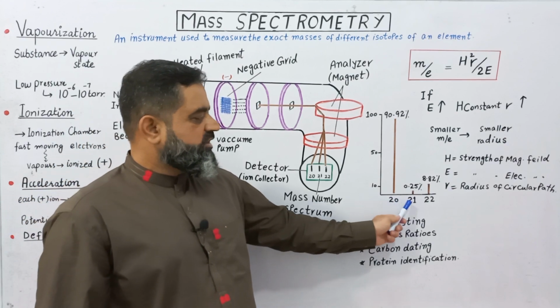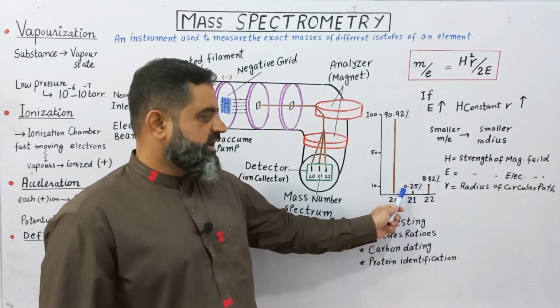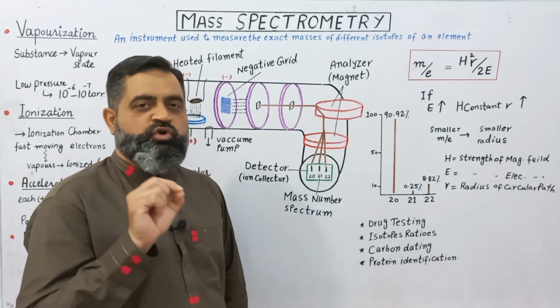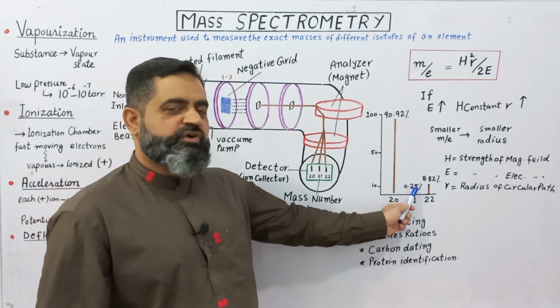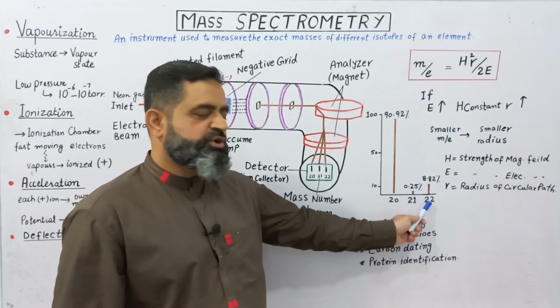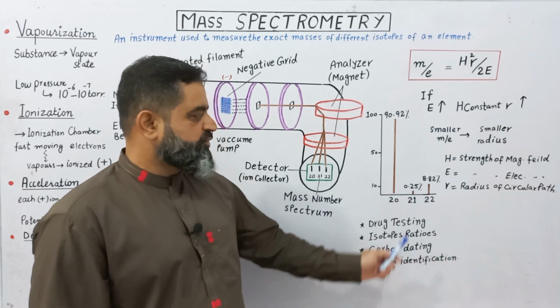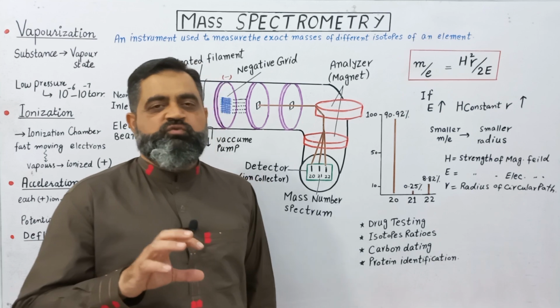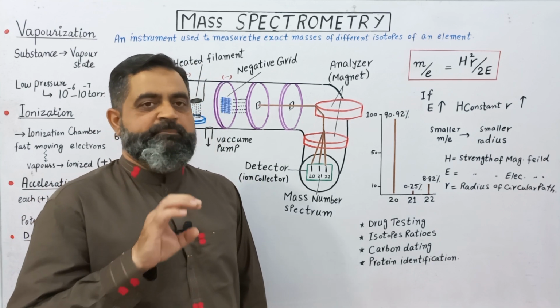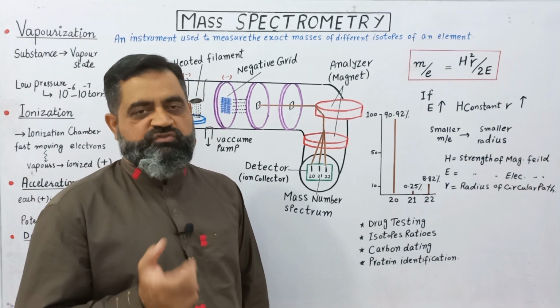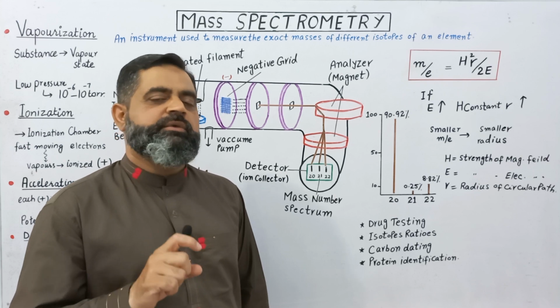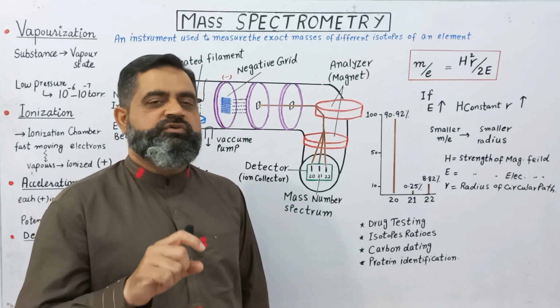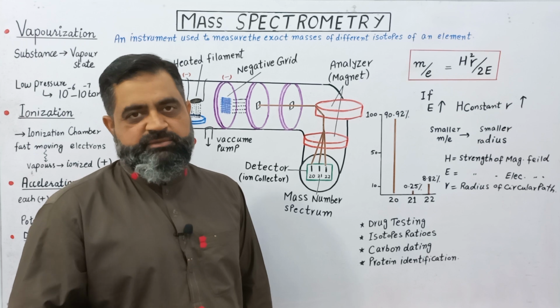The mass number 21 isotope of neon gas has a very minimum amount of abundance, which is 0.25%, while the mass number 22 isotope of neon gas has an abundance of 8.82%. So in this way, we can not only determine the mass number of an isotope of an element, but also we can determine the relative abundance of different isotopes of an element.